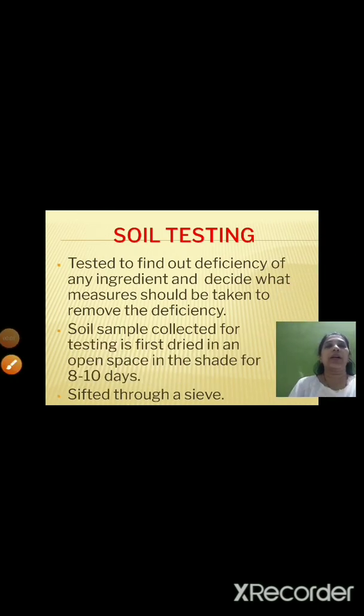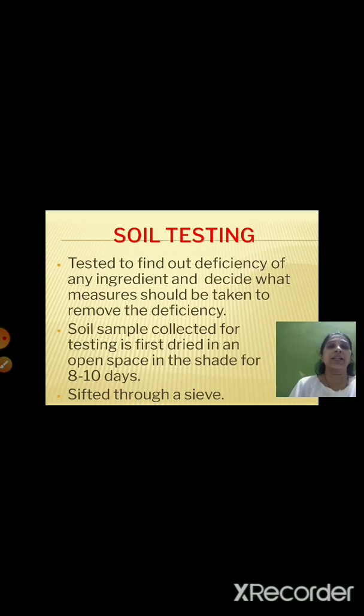Soil testing is also done to find out the deficiency of any ingredient. Deficiency of any ingredient means, we have already seen that soil contains organic ingredients as well as chemical ingredients. If there is a deficiency in any of these ingredients, then we can find this out by soil testing. And if they find any deficiency, then what measures should we take to remove that deficiency? For that also soil testing is done. So children, in soil testing, the proportion of the various ingredients can be found out, then the color, the texture, and the proportion of the organic matter. Also we can find out if there is any deficiency of any ingredient, and if any deficiency is found, what steps to take to remove that deficiency.